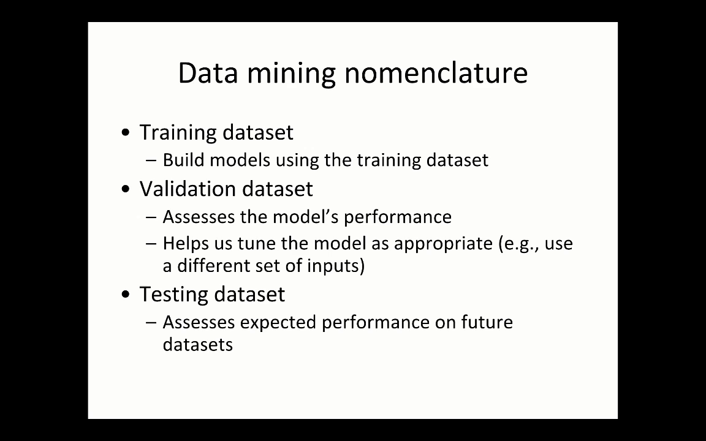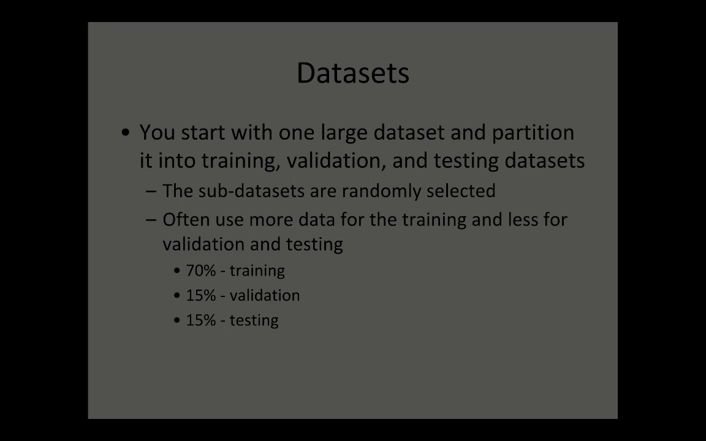There are three data sets that are used when constructing a model: training, validation, and testing data sets. The training data set is the data that you use to build the initial models. The validation data set assesses the model's performance that you developed using the training data set. This step helps fine-tune the model as appropriate. The testing dataset applies the refined model and assesses expected performance in future datasets.